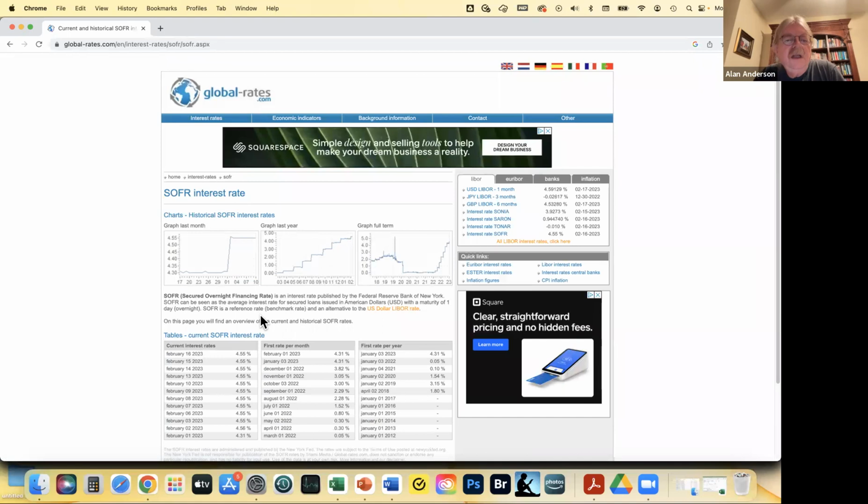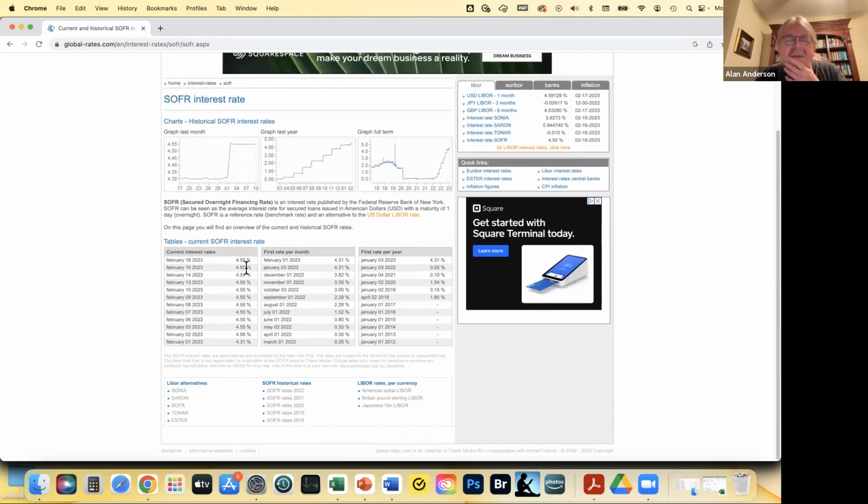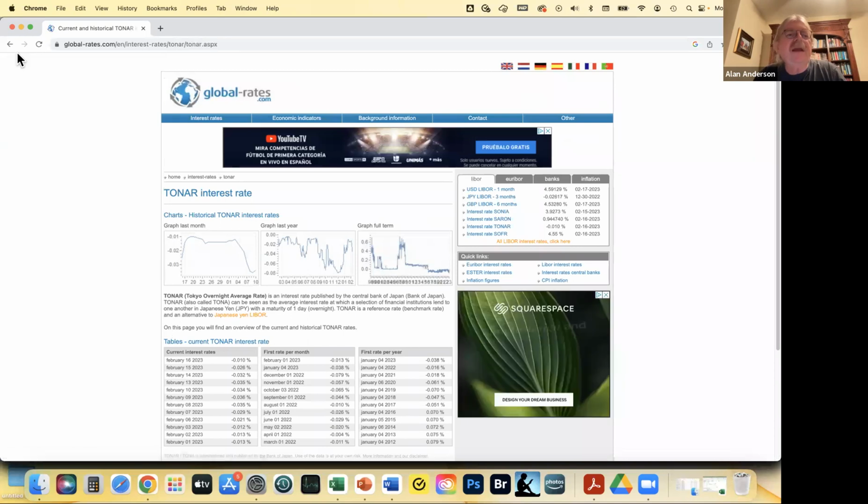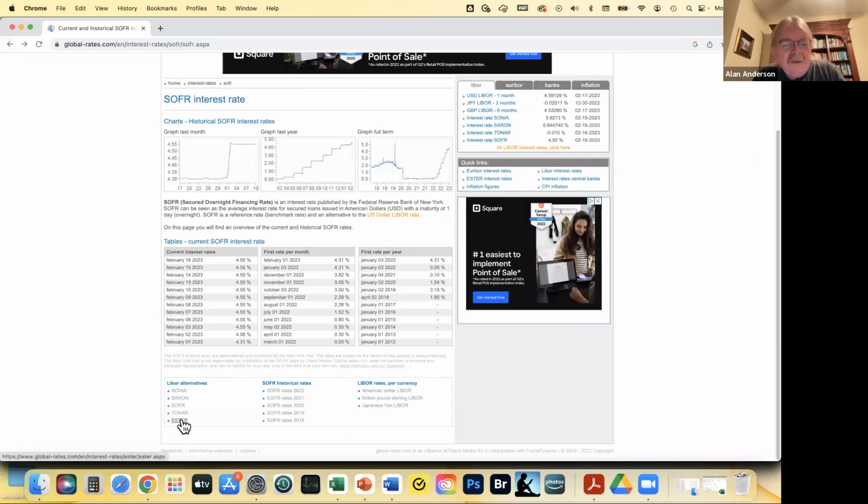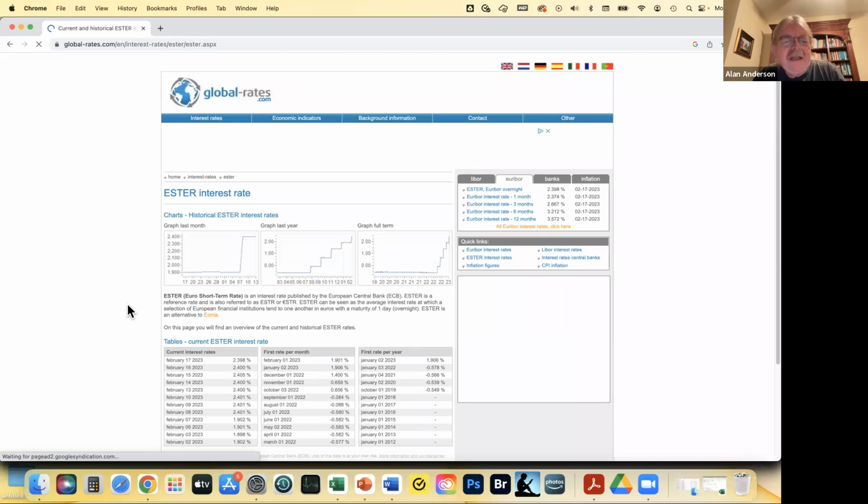And you notice how it says here is the average interest rate for secured loans issued in US dollars with a maturity of 1 day. In other words, it is just overnight. It's a single overnight transaction, a one-night loan of a treasury security in exchange for a small amount of interest. Now, these are annual rates, by the way, like 4.55%, that's for a whole year. For a single night, the amount would be very, very trivial. What else do we have here? Tonar is, oh, that's Japan. And then finally, we have Esther, and that would be for the euro.